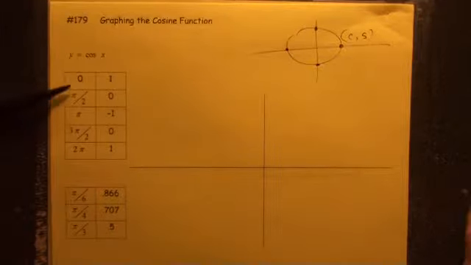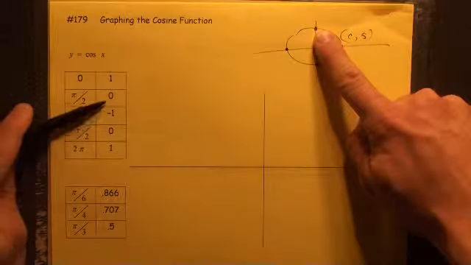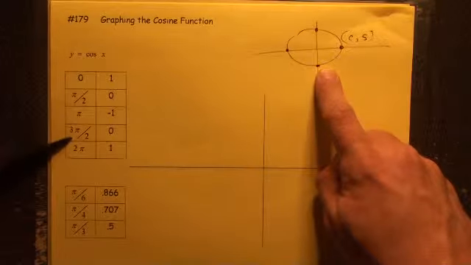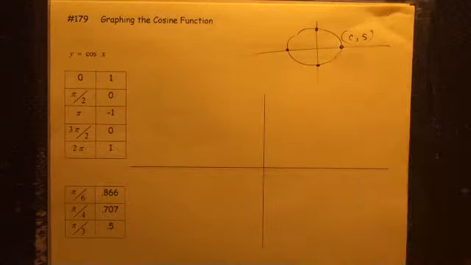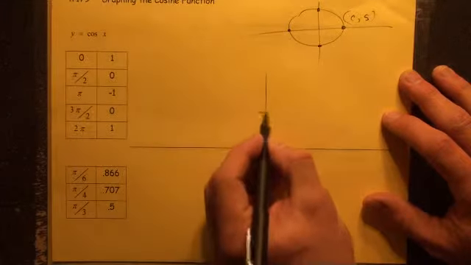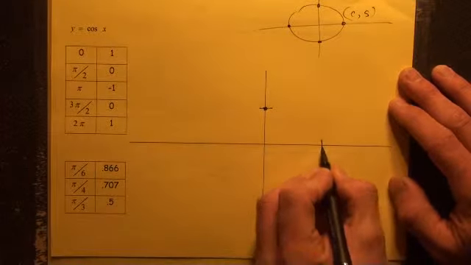Now, cosine 0 is therefore 1. Cosine 90 degrees is therefore 0. Cosine of 180 is negative 1. Cosine of 270 is 0. And cosine 2 pi is back to 1 again. So we end up with these main points. 0, 1.